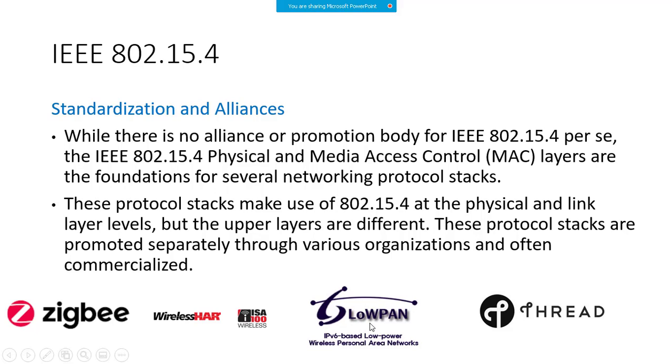I hope you are able to see this slide, right? So 6LoWPAN, again, its lower layers, that means physical and MAC layer, are nothing but IEEE 802.15.4, but at the upper layer it has a different set of protocols, a set of rules, right? So what we are trying to say is that these protocol stacks make use of 802.15.4 at the physical and link layer, but the upper layers are different. These protocol stacks are promoted separately through various organizations and often commercialized, right? So one of those is Zigbee.